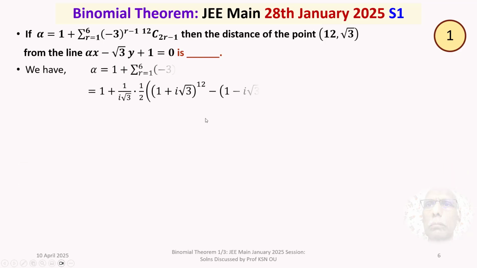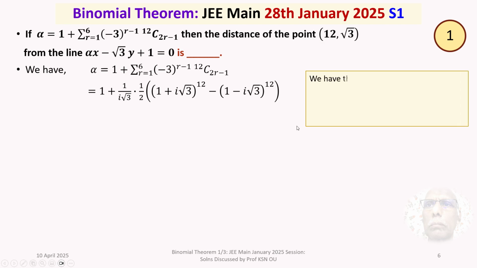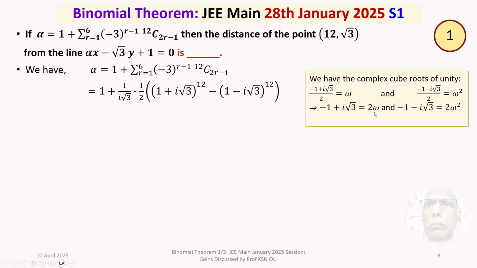Right, this is what we have done so far. Now, what are the complex cube roots of unity? The complex cube roots of unity are (minus 1 plus i root 3) by 2, which is omega, and (minus 1 minus i root 3) by 2, which is omega square. So minus 1 plus i root 3 is 2 omega, and minus 1 minus i root 3 is 2 omega square. But what is it that we want?